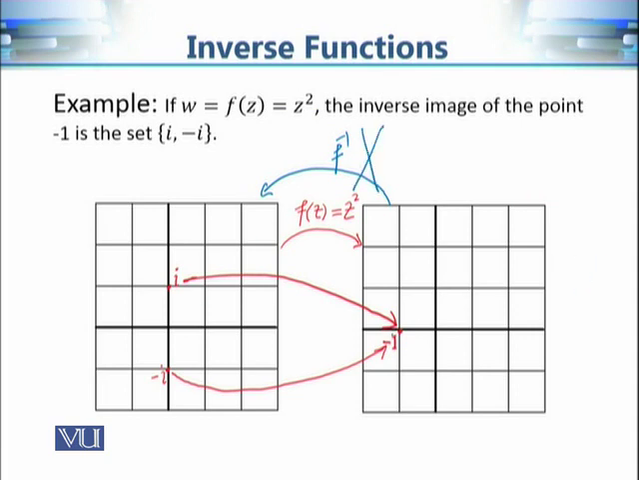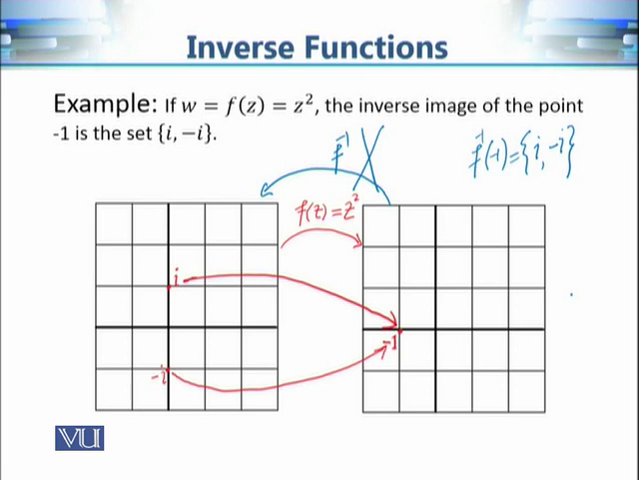So why is it not possible? Because by definition of function, a function should give us a unique output, which in this case is not possible, because the inverse of -1 is basically not unique, and it is 2 points iota and minus iota. So we can say that in this case, the reverse procedure of f, or the inverse of the function f, does not exist.